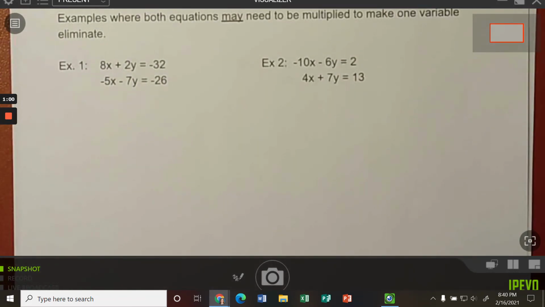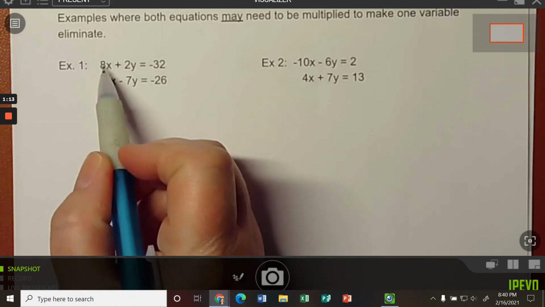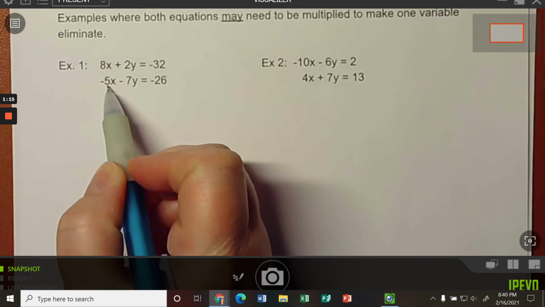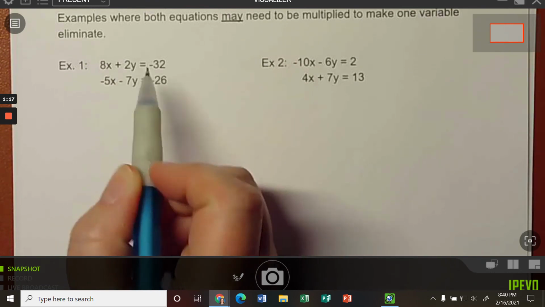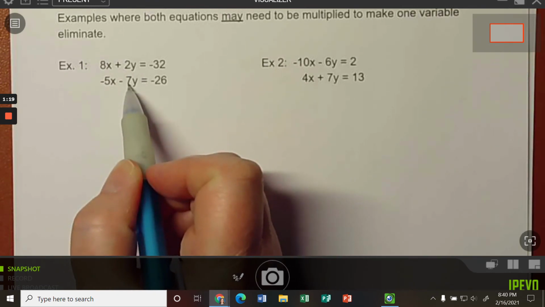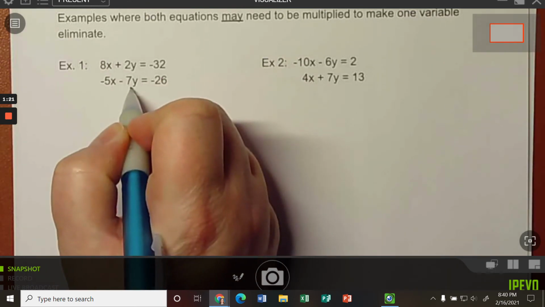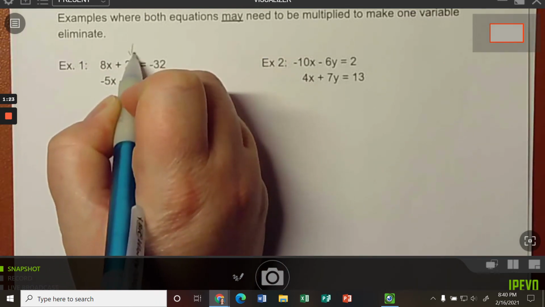So example 1. 8x plus 2y equals negative 32, and 5x minus 7y equals negative 26. When we look at these, the least common multiple of 8 and 5 would be 40. The least common multiple of 2 and 7 would be 14. So I'd rather work with 14 than 40. So I'm going to choose to eliminate the y variables.